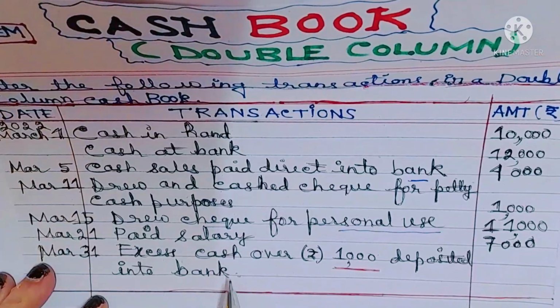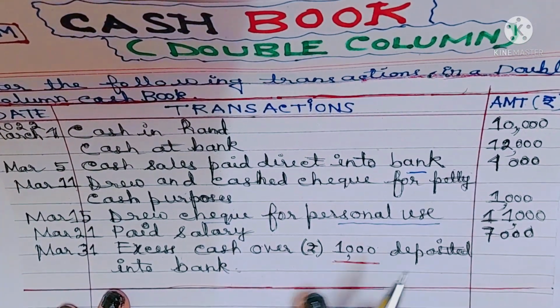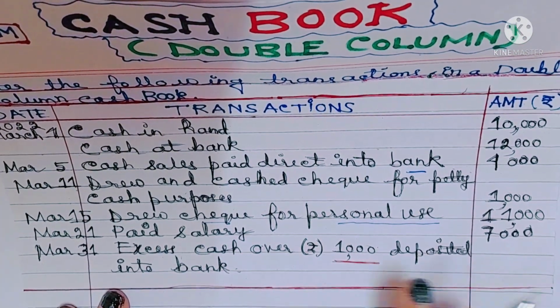What is the next step? The next step is, after writing by balance CD 1,000 in the cash column, closing cash should be 1,000.